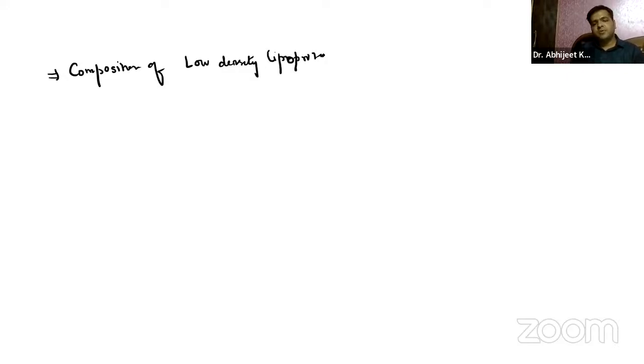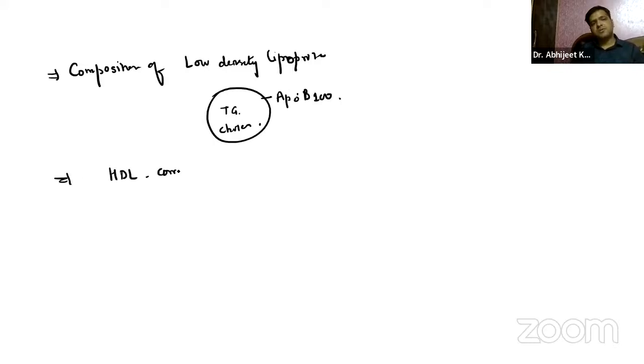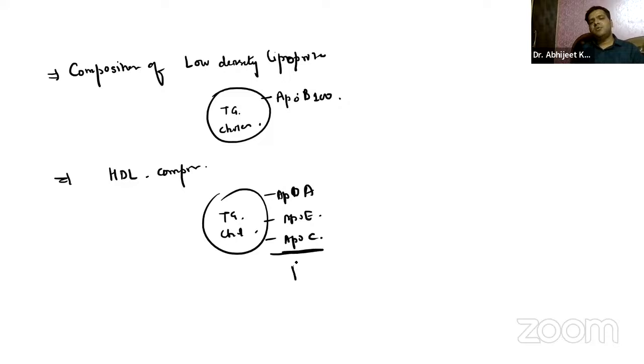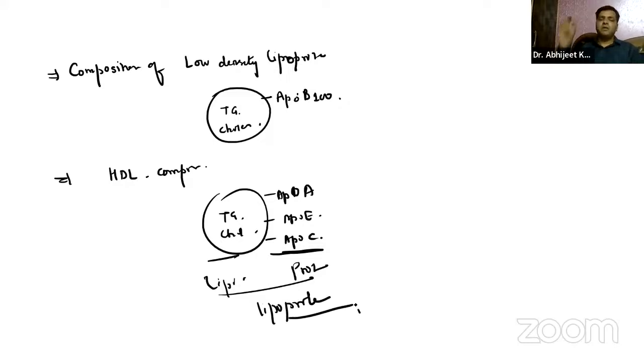Low density lipoprotein, you already know we have triglycerides and we have cholesterol. In addition to that, we have ApoB100. If you want to ask me what is the composition of HDL, it is triacylglycerol plus cholesterol. We have ApoA, ApoE and ApoC. These are the proteins and these are the lipids. So lipids plus protein, it is lipoprotein.